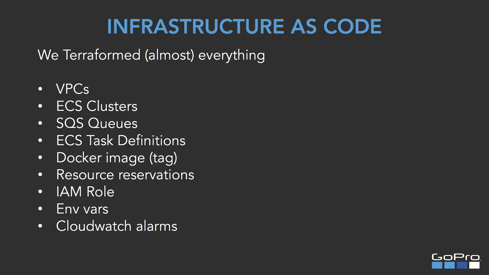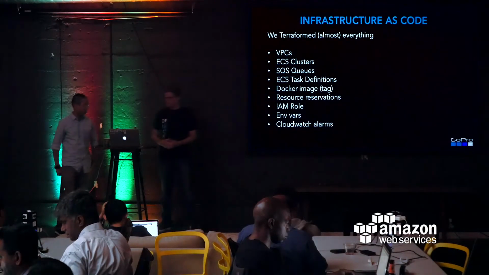One of the things we were able to get out of this deal is infrastructure as code. We went with Terraform. We had some guys on the team that were familiar with Terraform, so we used that. And we terraformed almost everything, starting with VPCs, clusters, SQS queues, the task definitions themselves, and the Docker image tag that's baked into the service or task definition, the resource reservations for each service in ECS, IAM roles, environment variables, et cetera. So all of this we encoded in Terraform.